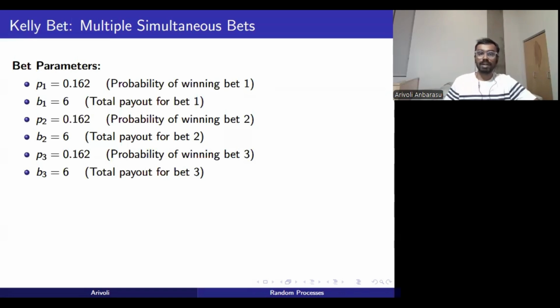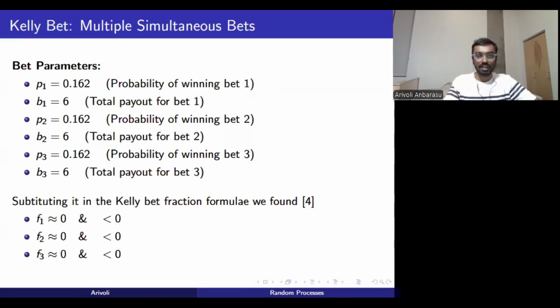If we substitute the parameters in the formula we have just derived, we get the fractions to be nearly 0 or negative. So even after spreading our bets, the expected growth rate still comes out to be nearly 0 or negative. This means the odds and payoffs in roulette are fundamentally against us, and over time, if we are not careful, the house edge can lead to inevitable losses.